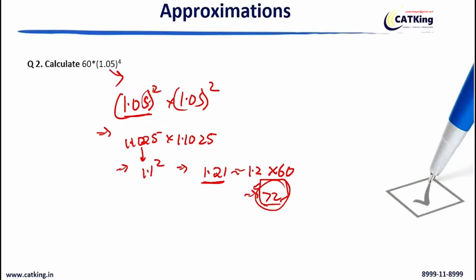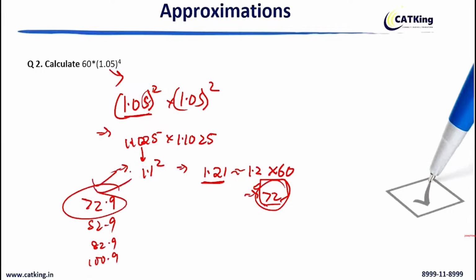And this is what CAT expects, guys. If the options are something like this: 72.9, 52.9, 82.9, 100.9. What's your answer? 72.9. You got it, right? So this is how you use approximations.